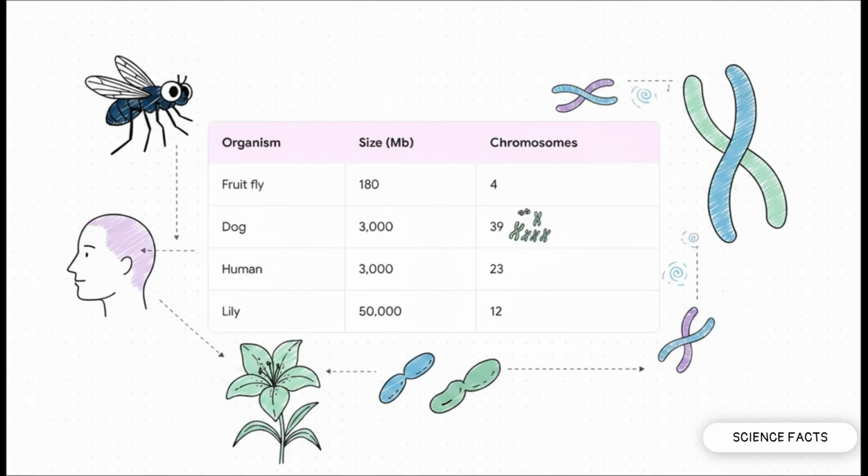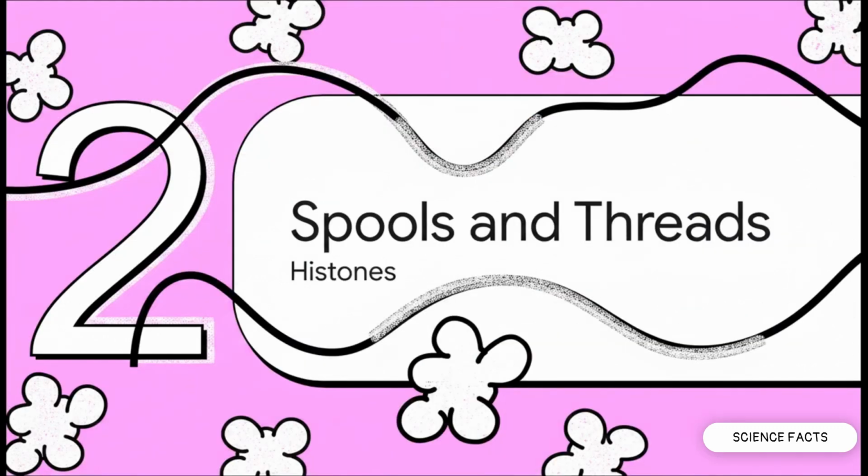Now look at this comparison here. It's kind of wild. You'd probably assume that a more complex organism naturally has a larger genome, or just a ton more chromosomes, right? But check this out. We humans have a genome size of 3,000 megabases packed into 23 distinct chromosome pairs. Now look at the dog. A dog has the exact same genome size, 3,000 megabases, but it's spread across 39 chromosomes. And the lily? Wow. A seemingly simple flower has a staggering 50,000 megabases of genetic material packaged into just 12 chromosomes. So the big takeaway here is that organism complexity absolutely does not equal the highest chromosome count or the largest genome size.